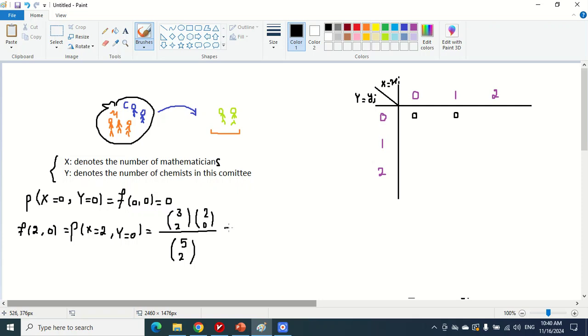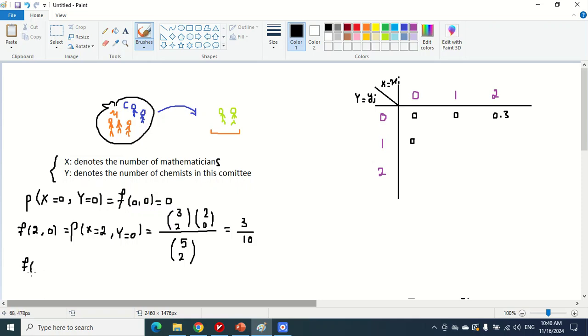So what is that value? It will be 3 at the numerator. At the denominator we have 10, so it will be 3 over 10 or 0.3. So the value over here will be 0.3. Again, it's impossible to have only one chemist and no mathematician, but the only possible way is having one mathematician and one chemist. So let us calculate f at that point.